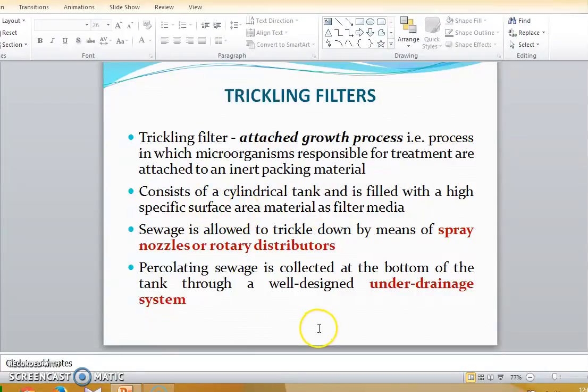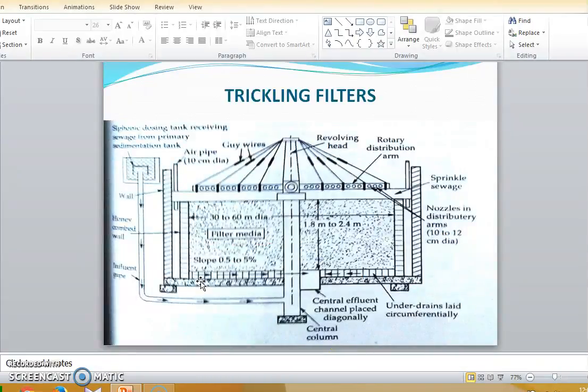And the sewage is allowed to trickle down by means of rotary distributors, and the percolating sewage is collected at the bottom of the tank through a well-designed under drainage system. So the figure shows a conventional trickling filter.